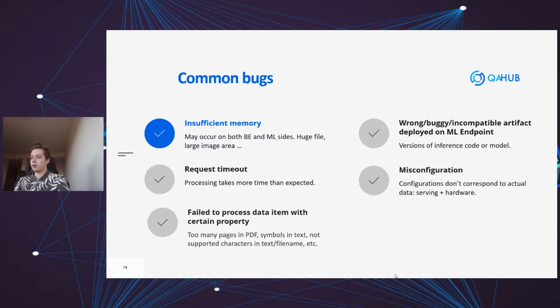So remember all these various properties of data that we discussed. In addition, wrong, buggy, or incompatible versions of artifacts could be deployed on an ML endpoint, including inference code or model. And the last type of common bugs is misconfiguration, when configuration just doesn't correspond to actual data. And we should know that here we have some serving configurations and hardware configurations.